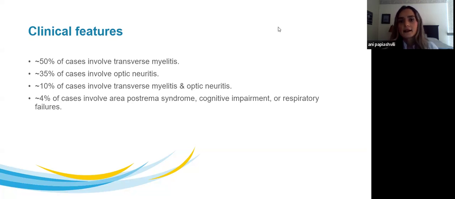For example, a lymphocyte, one of them should be present, but it is not enough only to make a diagnosis of neuromyelitis optica or maybe, for example, MS, right? But in 50% of cases, as we can see here, it involves transverse myelitis.